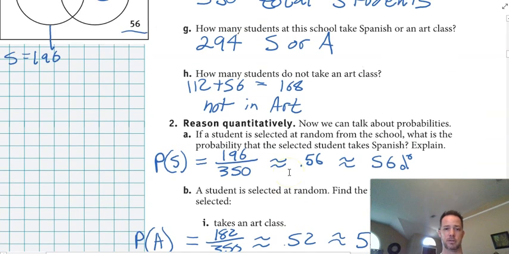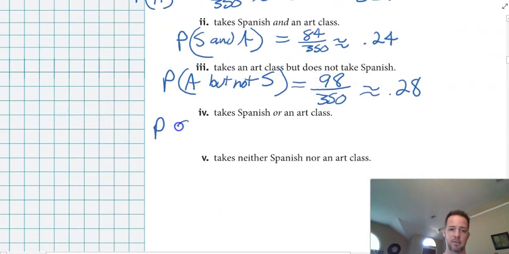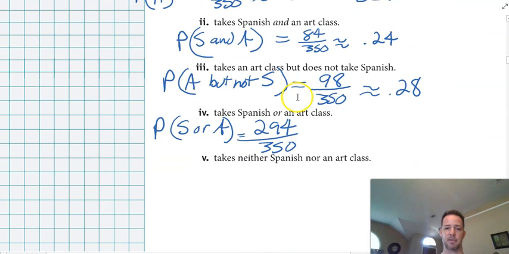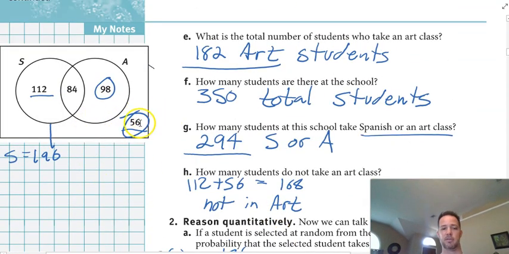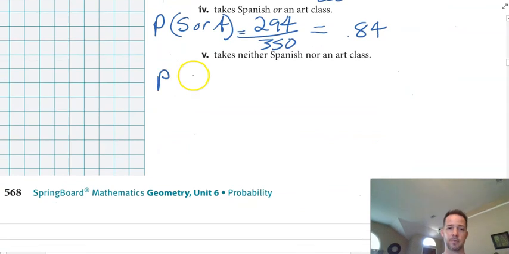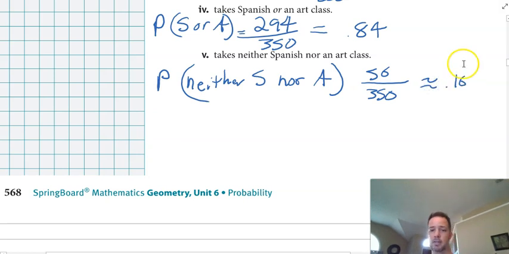Spanish or art, let's see. Spanish or art, that was 294 that we came up with out of 350. And plug that in our calculator. 294 out of 350 should be 0.84, 84%. And last one takes neither Spanish nor art. They're not in either one. That would just be this 56. Those are the students that are not in Spanish and not art. 56 out of 350. And that's 0.16, or 16%.